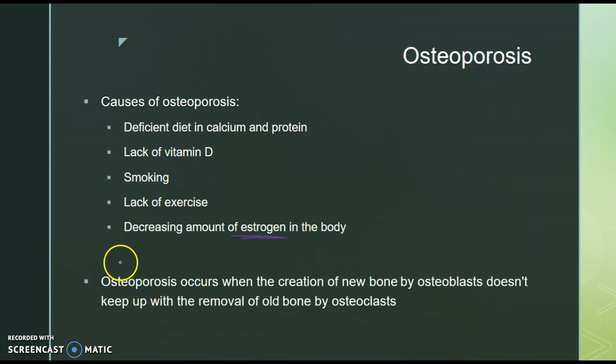And what is the physiological cause of osteoporosis? Basically, osteoblasts are not creating new bone as fast as osteoclasts are breaking it down. So you're removing old bone by osteoclasts, and you're not building enough up.